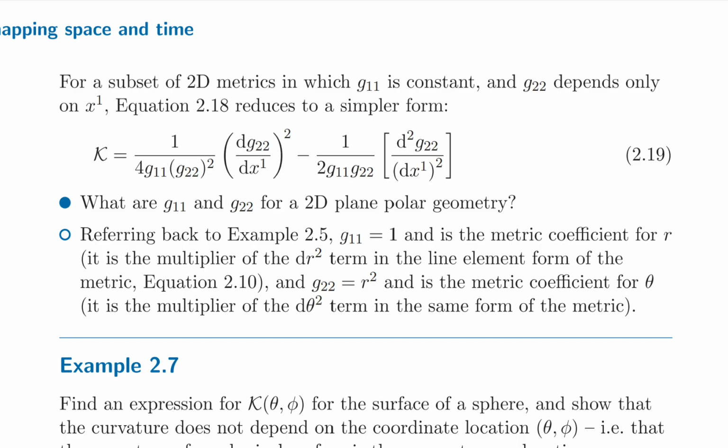Question: what are G11 and G22 for a 2D plane polar geometry? Answer: referring back to example 2.5 from the previous part, G11 equals 1 and is the metric coefficient for r. It is the multiplier of the dr squared term in the line element form of the metric, equation 2.10. G22 equals r squared and is the metric coefficient for theta, the multiplier of the d theta squared term in the same form of the metric.